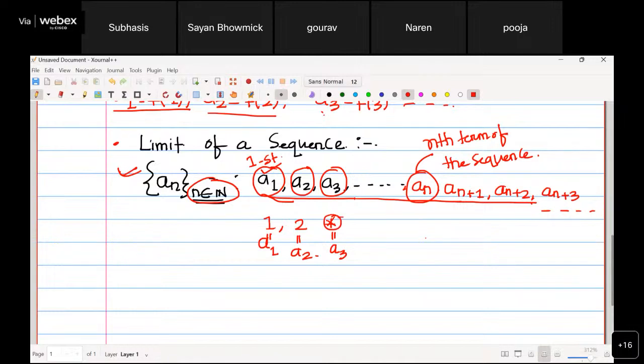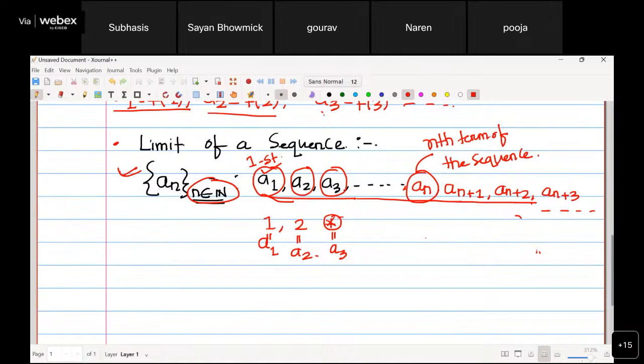As I said, try to understand this as a function. When I'm saying that A3 has nothing, that means 3 has no image. That means this can't be a function from the set of all natural numbers to R. When A3 has no value, 3 has no image, so this can't be a function. So if you are saying simply 1, 2, then certainly this can't be a sequence.